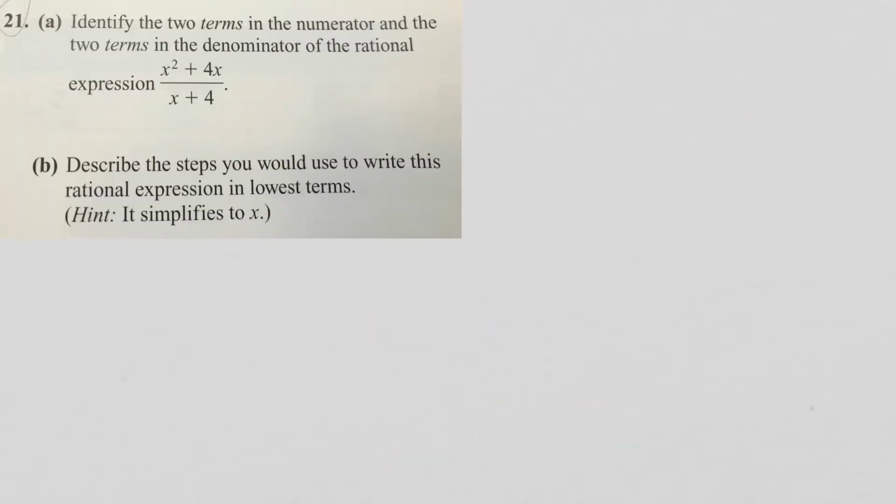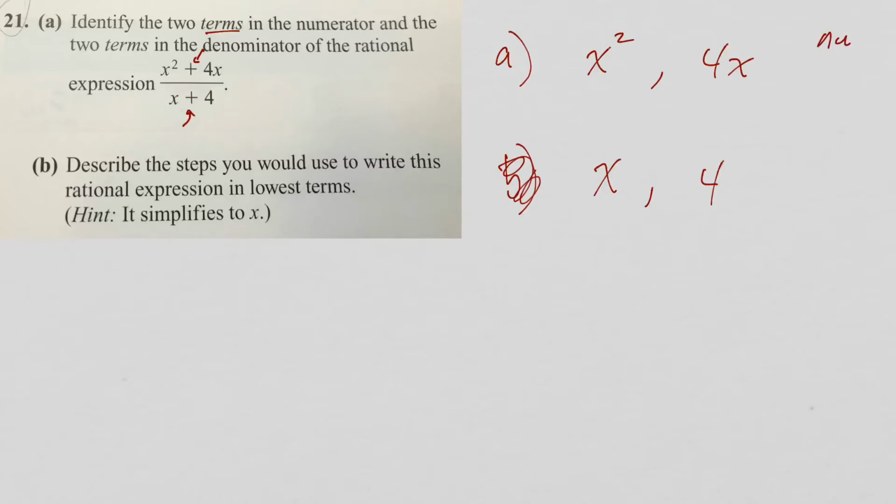Okay, so for number 21, they're asking for the two terms, not the two factors, but the two terms. And remember, terms are separated by a plus or a minus. So part A, the two terms, one of them is x squared, the other is 4x. For part B, the two terms, one of them is x, the other one is 4. That was for the two terms in the numerator and the two terms in the denominator.